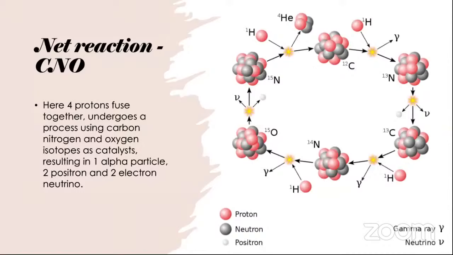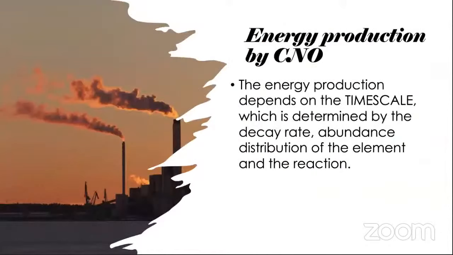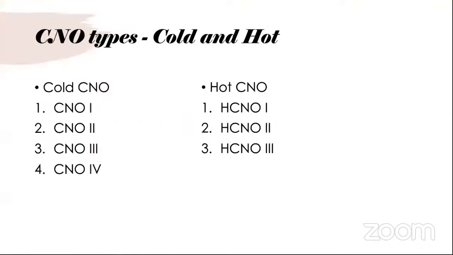This is a closed cyclic reaction. The catalysts are obtained again at the end. The energy production by the CNO cycle depends on the time scale, and the time scale is determined by the decay rate, the abundance and distribution of the elements, and the reaction. This energy production gives two types of CNO, that is hot and cold CNO. The cold CNO has four types of cycles and the hot CNO has three types of cycles.